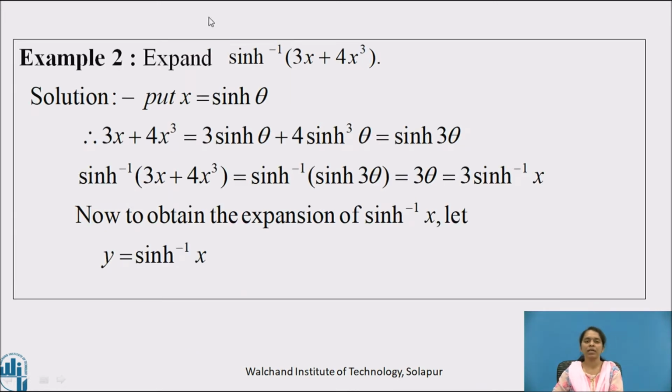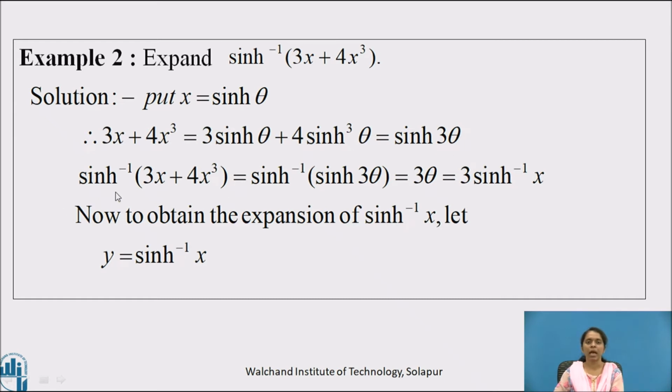Let us see one more example of the method of substitution. Example number 2. Expand sin hyperbolic inverse of bracket 3x plus 4x cube. Again, we will use the result from trigonometry, and for that let us put a substitution for x as sin hyperbolic theta, so that 3x plus 4x cube becomes 3 sin hyperbolic theta plus 4 sin hyperbolic cube theta, which is simply sin hyperbolic 3 theta.